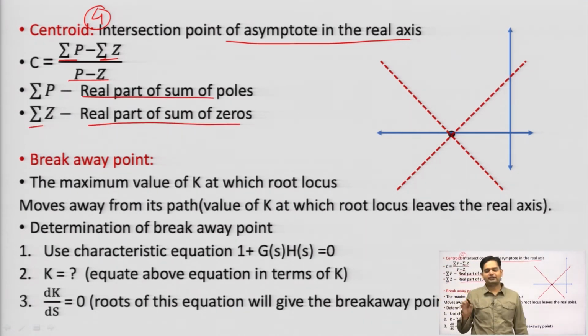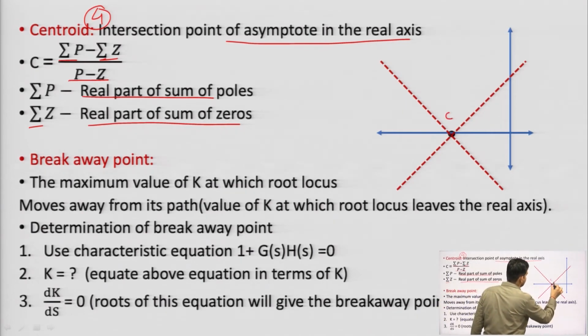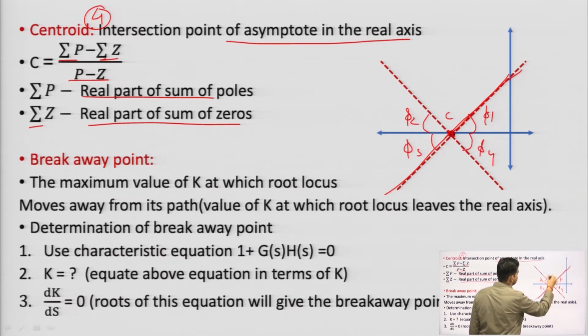It means whenever complex poles and zeros are given, you have to consider only the real part, you do not have to consider the imaginary part in the calculation. And this will give you c. So, basically whenever we need to draw, this is my c, and from this c I need to draw the angles of asymptote, right. These angles are coming, one angle is here, this is phi 1, this is my phi 2, this is phi 3 and this is phi 4. It means 4 angles are coming here, right.